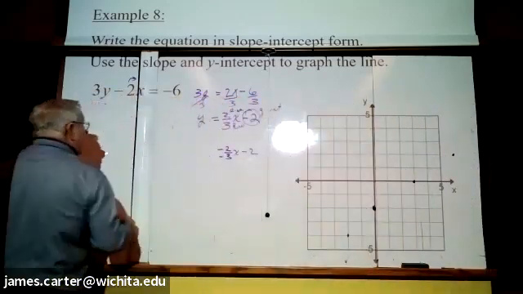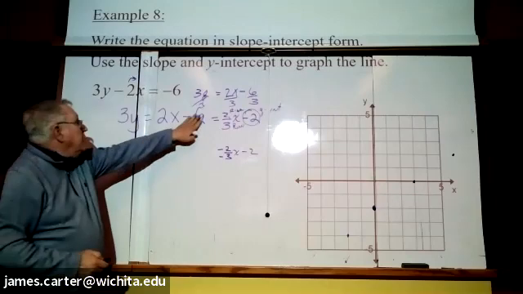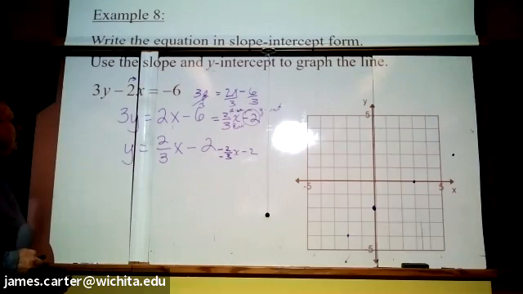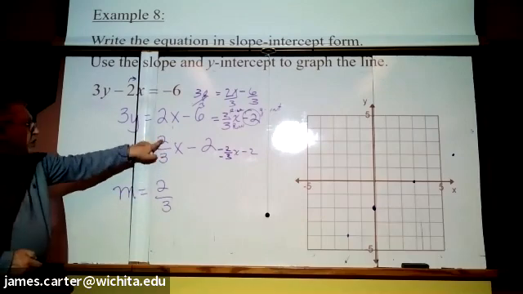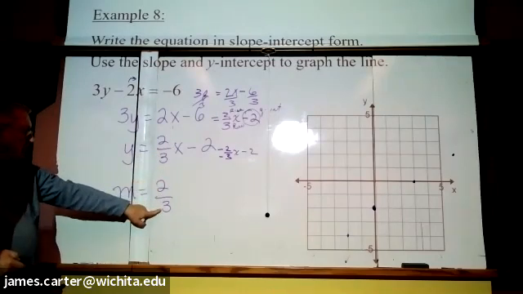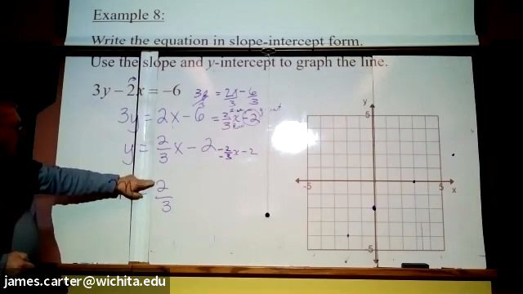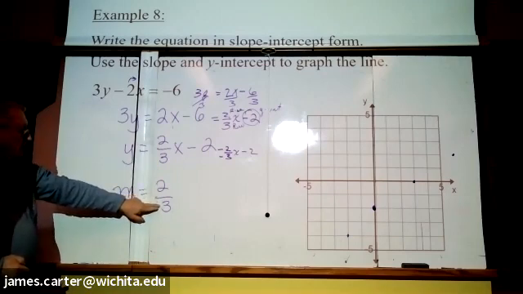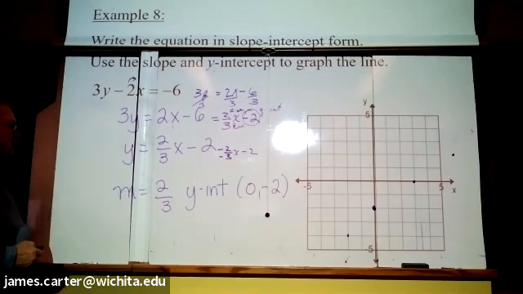Now let's see their work. Okay, they've done the same thing that I did so far. They put it in slope-intercept form. They got the slope is 2/3. Again, it's just this value in front of the x. That means you're going to go up 2, right 3. Because this is positive, you go in the up direction. Because this is positive, you go in the right direction, the greater value number direction.